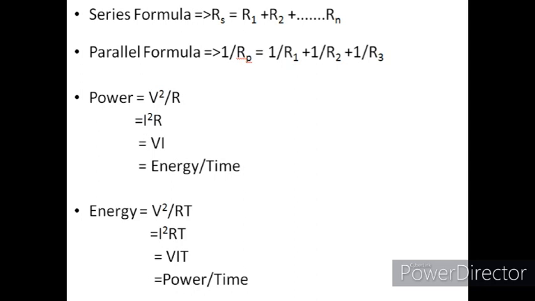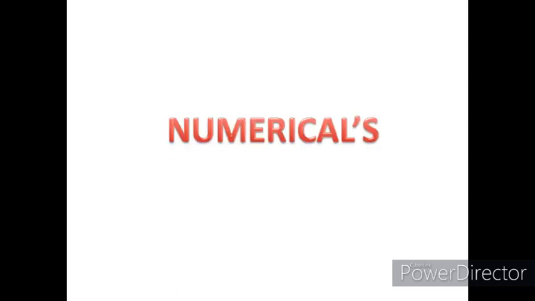Then the formulas of power. There are four formulas of power. First is V square upon R, second I square R, third VI, and the next one is energy upon time. And similarly, four formulas for energy. First is V square upon R into T, second I square RT, third VIT, and the last one is P into T, that is power into time. Now we will discuss certain numericals which are based on these formulas.